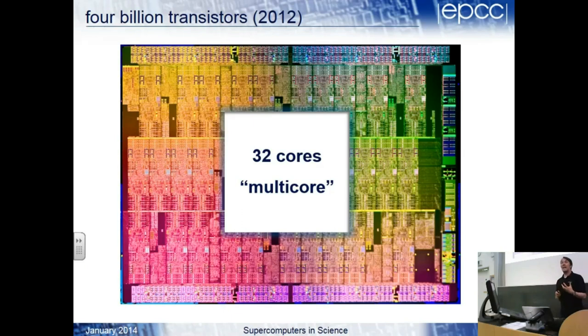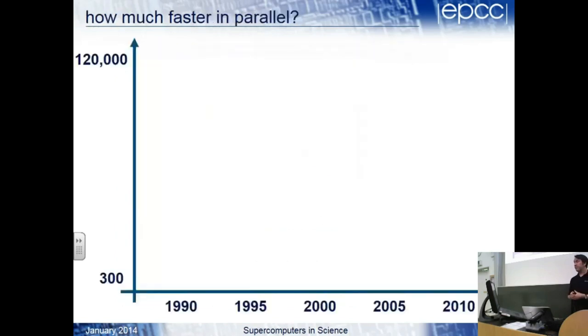And so the bottom line is, if you want to do large calculations, you need to use parallelism. You need to split your calculation up because there's no longer a free ride. You can't go away and wait for a year until processors get faster, because processors are not getting any faster.